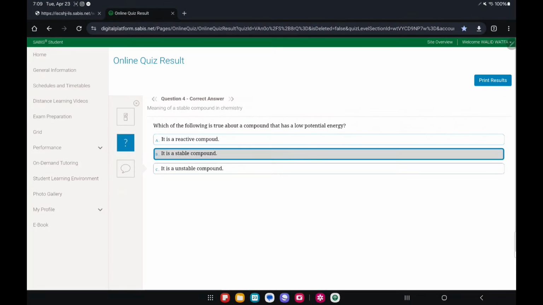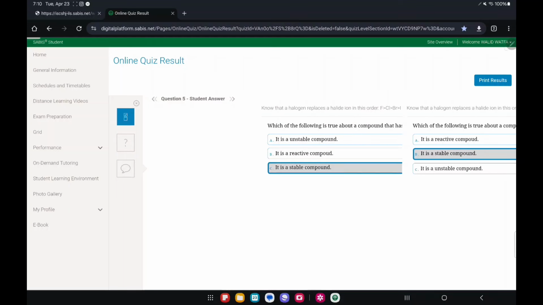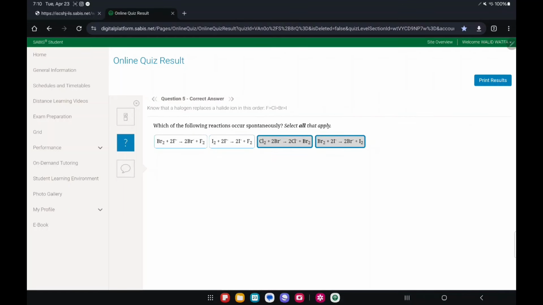Okay. Which of the following is true about a compound that has low potential energy? If it has low potential energy, that means it's stable. That means it doesn't have the potential to change into any other compound, so it's stable. Question 5. Which reactions occur spontaneously?